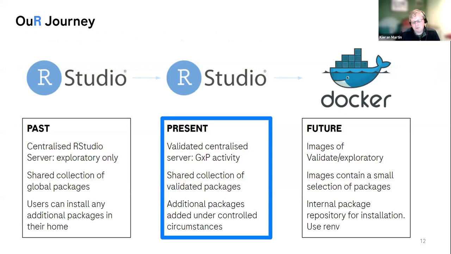So I guess our first step towards resolving this, which is kind of where we are presently, was when we moved to allowing GxP work being done in R. For this, we basically took that first step, the centralized RStudio server, and created a validated version of it. In many ways, the setup was quite similar to that diagram I showed earlier, where we had a Unix server with R with a shared collection of packages. The main difference was these packages were validated for GxP use. And one additional move we took here was that we made it more difficult to install additional packages. Unlike in the exploratory world, where you could basically install any additional packages you wanted and break reproducibility, we set it up so that if you wanted to add additional packages, you had to be aware of what you were doing and understand that those packages wouldn't be validated.